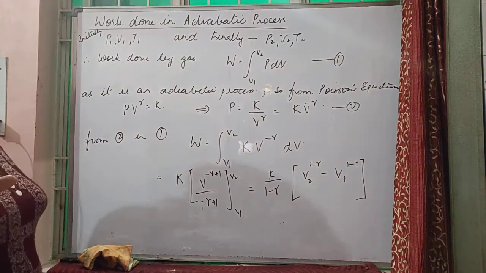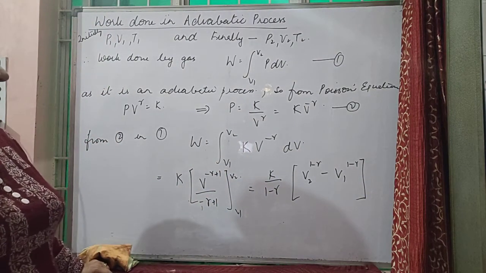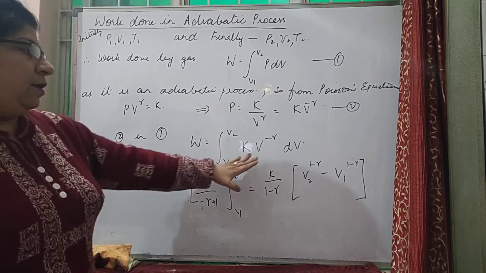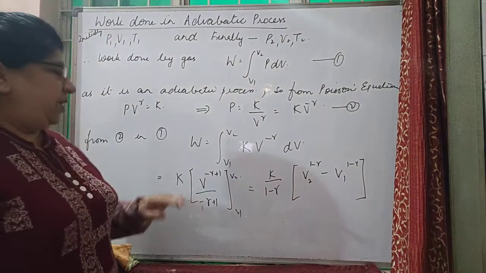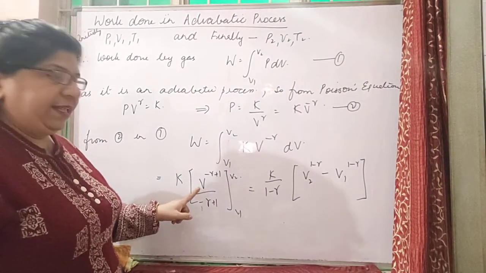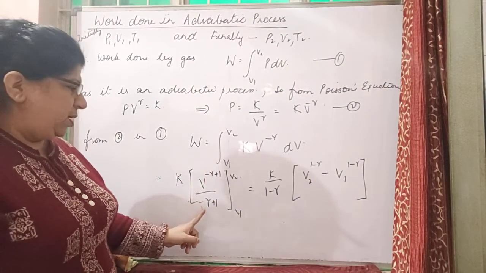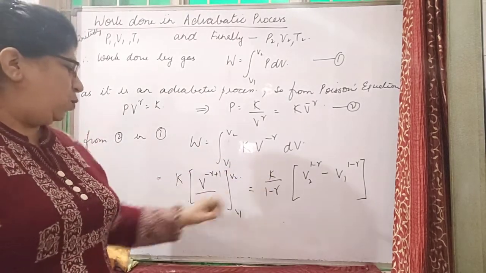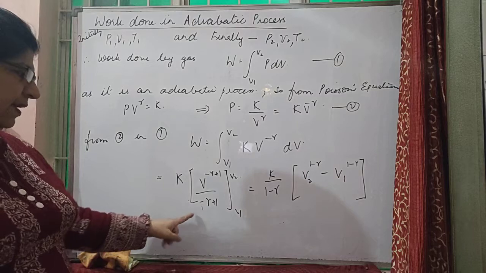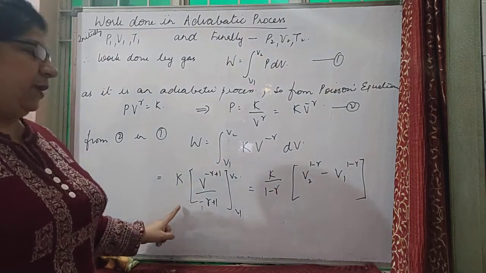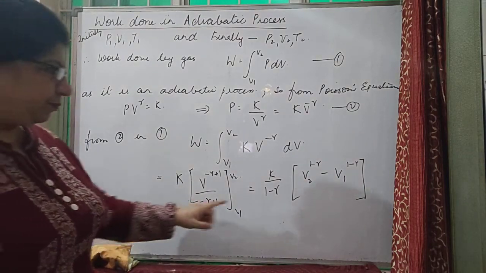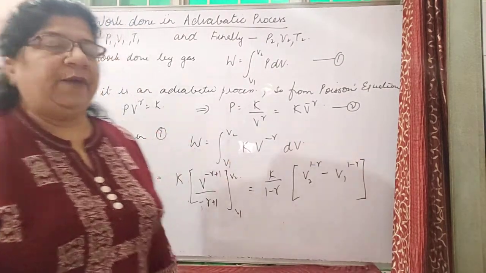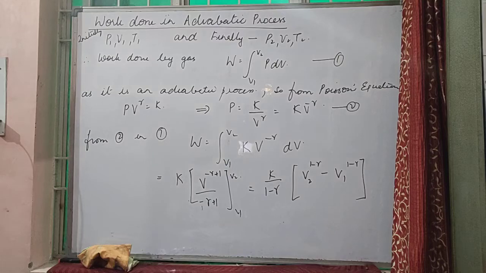Now I have already explained and sent you a video on integration and differentiation. I am not going to explain it again and again. I'm just applying the integration here. Finally for the integration you get V^(-gamma+1) upon (-gamma+1) with the upper and lower limits. Finally K upon (1 minus gamma) we are bringing out. Here minus gamma plus 1 we are writing as 1 minus gamma. And V2^(1-gamma) minus V1^(1-gamma), and then we proceed further.